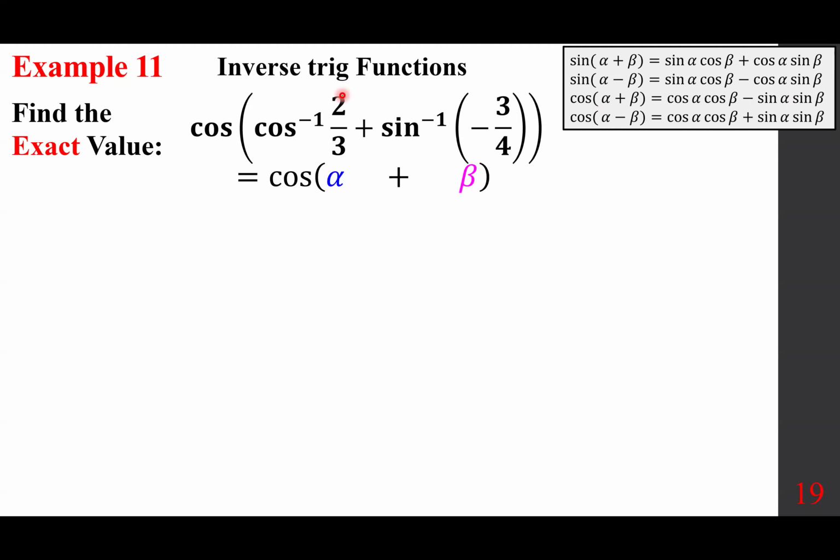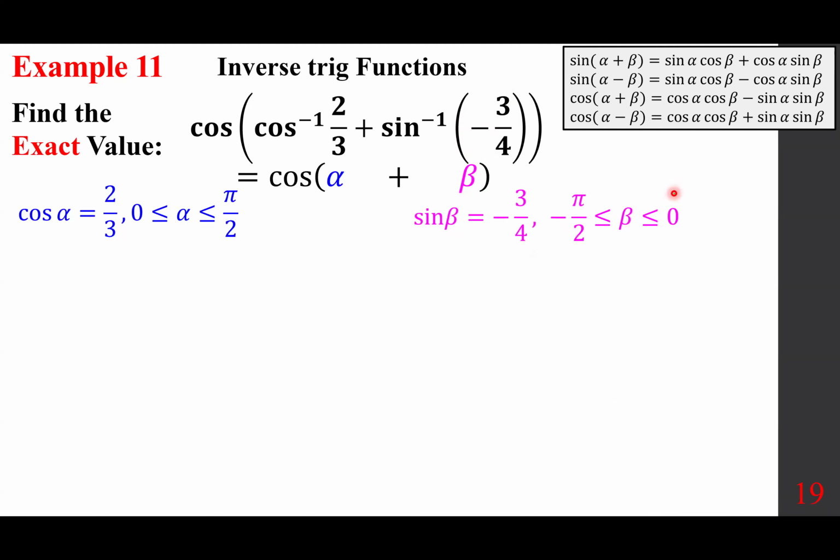So what does that mean? Cosine alpha must be 2/3. And because cosine is positive, it's in the first quadrant. What does that mean? Sine of beta must be negative 3/4. And since for sine inverse the restriction was the fourth and the first quadrant, this must be in the fourth quadrant. So sine beta is negative 3/4, where beta is between negative pi over 2 and 0.